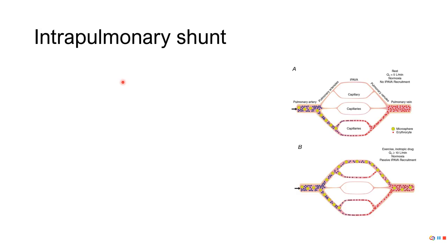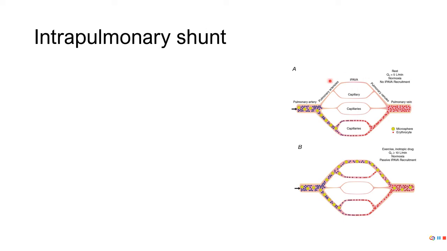Next, we have intrapulmonary shunt. So a shunt is where we have blood flow but no airflow. So we've got blood that's not undergoing gas exchange. Okay. Now notice here we've got this blood vessel, pulmonary artery. We've got capillaries in the lung. We pick up oxygen and then it goes to the pulmonary vein.